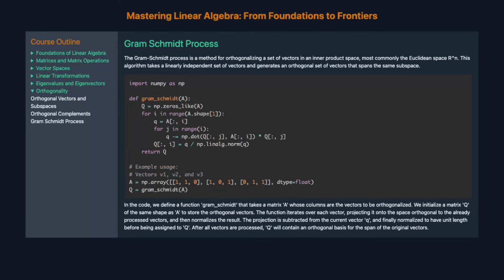Gram-Schmidt process. The Gram-Schmidt process is a method for orthogonalizing a set of vectors in an inner product space, most commonly the Euclidean space R3.